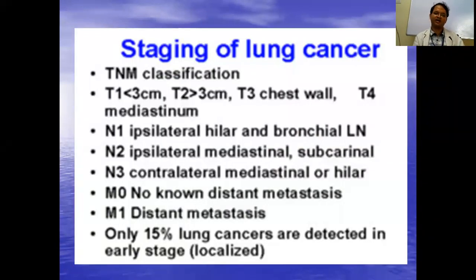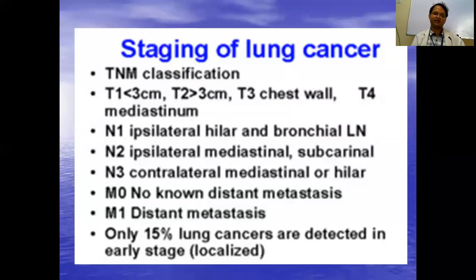About the TNM classification, in T1, the tumor size will be less than 3 centimeters. In T2, the tumor size will be more than 3 centimeters. And if the tumor involves the chest wall, then that is T3. And if the mediastinum is affected by the tumor, that is T4 stage.